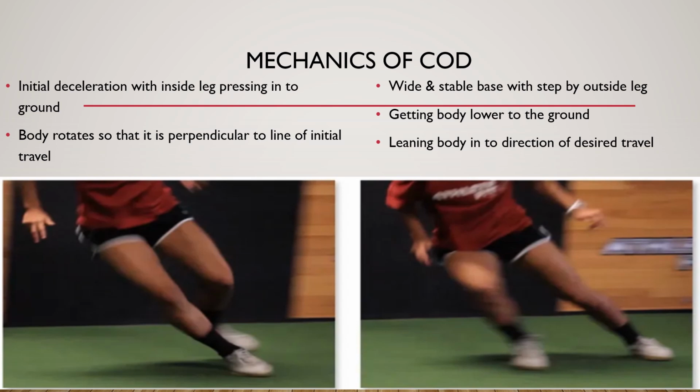Okay, so absorbing some of that force, trying to decelerate the body. And you then get a rotation of the body so that it's perpendicular to the line of initial travel. Okay, again, helping to facilitate this body position, which gives us a nice wide and stable base when you step with the outside leg, getting a nice straight line between the ankles going to the shoulders. So we're ready then for an effective push off for reaccelerating.